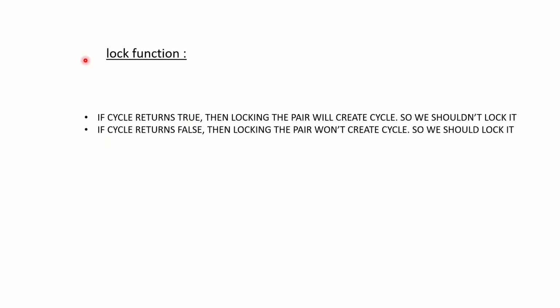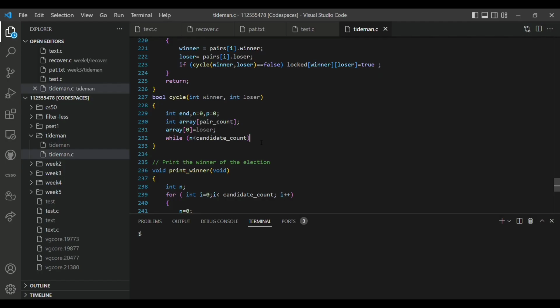So I have talked about the lock function previously. If the cycle function returns true, then locking the pair will create a cycle, so we shouldn't lock it, and else we should lock it. In this loop we have to iterate over all the candidates. The n is referring to the number of candidates, and using n we can get access to the candidates array. So let's see how we should implement this.